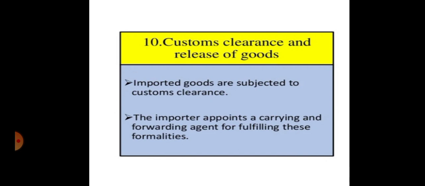Next is customs clearance and release of goods. The imported goods are subjected to customs clearance. There are many formalities which the customs office has to clear for the goods and services which have been exported from one country to another. The importer appoints a carrying and forwarding agent for fulfilling these formalities. The forwarding agent, the clearing agent, clears all the formalities and gets the goods.